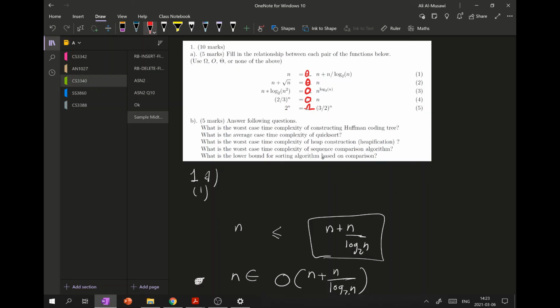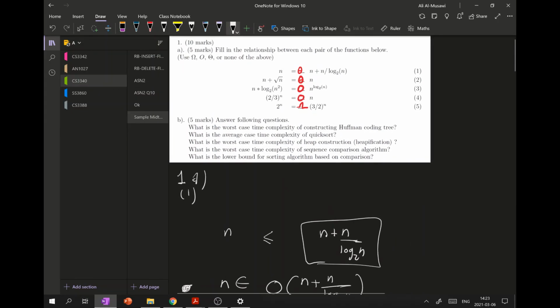And maybe I should just look at question B quickly. For these, you could find them in the slides. What is the worst case for constructing a Huffman coding tree? This is n log n. What is the average case for quicksort? This one is big O of n log n.